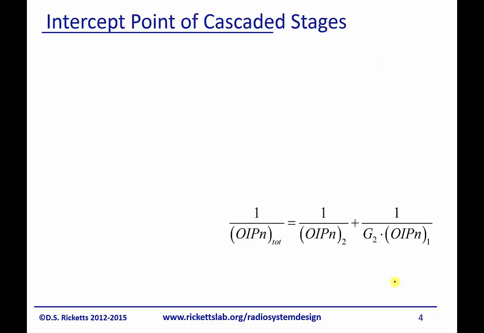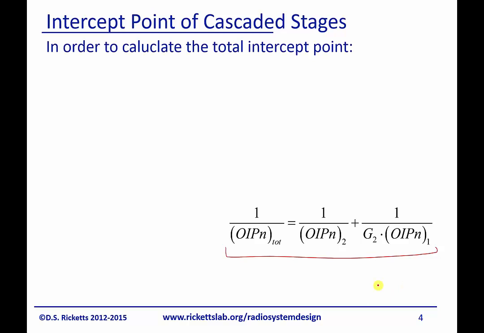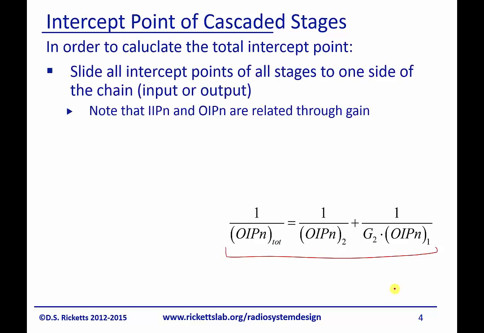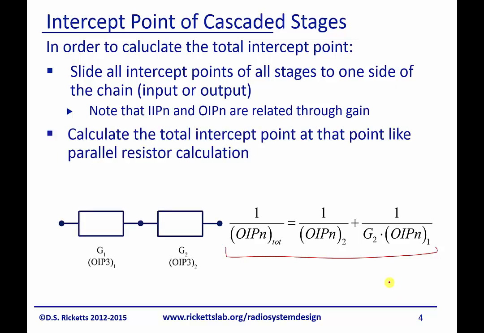So we're going to talk about how we calculate the intercept of cascaded stages. And you can see already the equation has shown itself down here in the bottom. What we're going to do is slide all the intercept points of all the stages to one side of the chain. So we could slide them all to the input or all to the output. And the difference between the input and the output IP3 is just going to be the gain of the system. So it really doesn't matter where we do it. So we can just pick one. And in these examples, we're going to be looking at the OIP3 or the output.